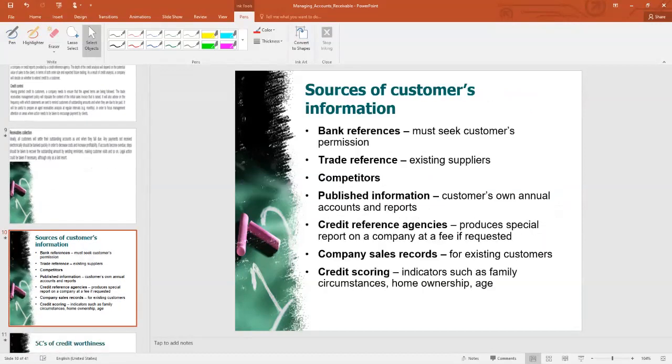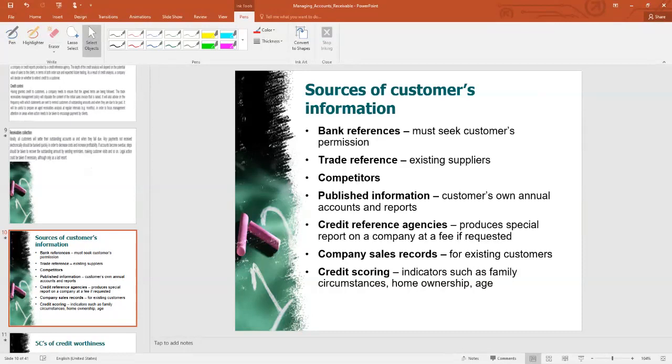Now, when it comes to the evaluation of the customer worthiness, I already gave where you can get the information from. You can get the information from the bank. For example, you can ask the customer to provide you with their last 3 months bank statement, maybe to evaluate their worthiness, to evaluate their liquidity, to assess how liquid they are.